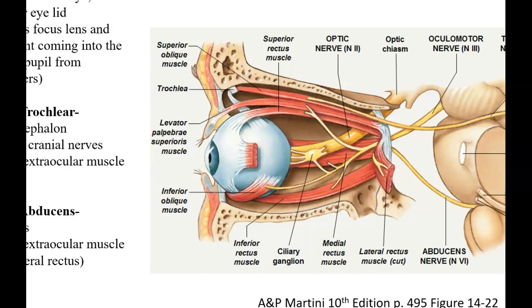It also provides visceral motor fibers, so visceral again with that autonomic nervous system, and that's happening automatically. It helps focus the lens of the eye and adjust the amount of light that comes into the eye. So it helps constrict the pupil from the parasympathetic fiber. So it has both somatic motor as well as visceral motor support.